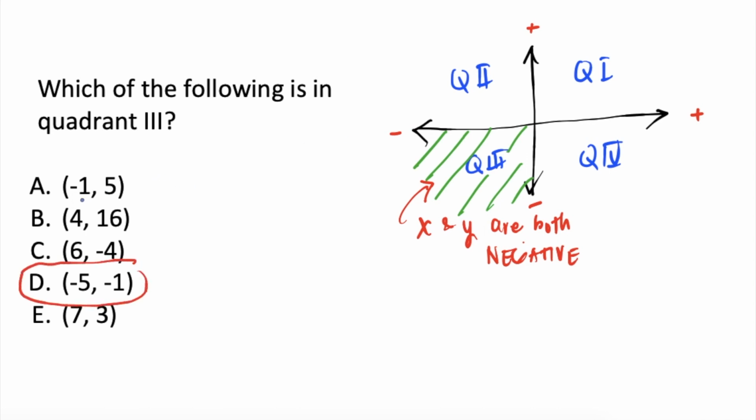So sige, i-check na rin natin yung other choices. Negative x, positive y, nasa quadrant 2, positive x and positive y, that's quadrant 1. Positive x but negative y, that's quadrant 4. Negative x and negative y, that's quadrant 3. And again, positive x and positive y, that's quadrant 1.